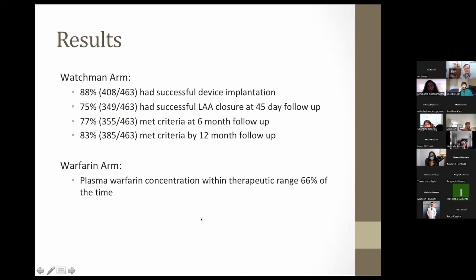Now, coming to the warfarin arm, the patients were found to be in therapeutic range for only 66% of the time. Any thoughts on these two results, preliminary? What would you be concerned about with these numbers? That 59 patients of the 408 continue to be on warfarin for at least 6 months. You wouldn't be able to tell if the improvement was secondary to warfarin or secondary to the intervention.